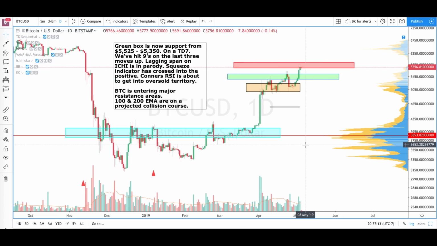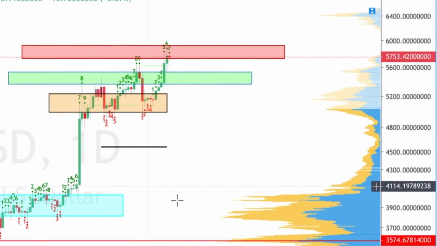When we move up into the one-day chart, you can start seeing where that resistance starts to play in. The green box right now is support from 55.25 to about 53.50. So that's where we're looking for support to hang in there. We're on a TD7 right now. We've been hitting 9s for the last few runs up.